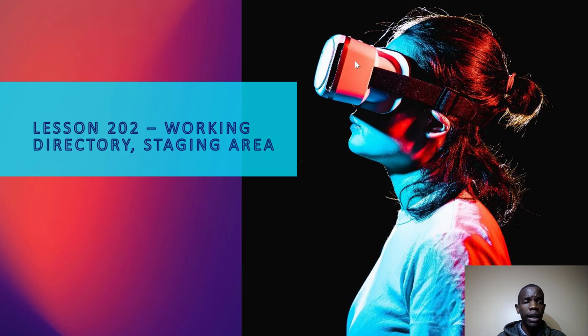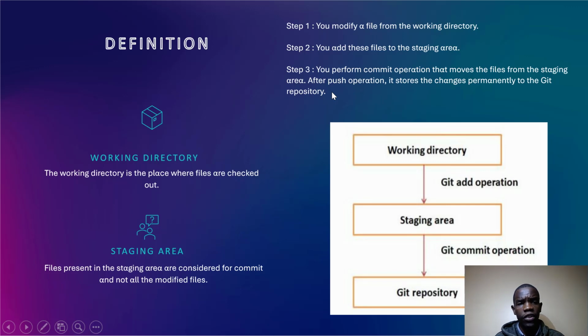So guys, welcome to lesson 2 of our module 2, where I'll be defining the working directory and the staging area. As I've said in lesson 1, when you initialize Git in your working directory, it creates a private local repository in your working directory. All right, so here I have this diagram to illustrate this.